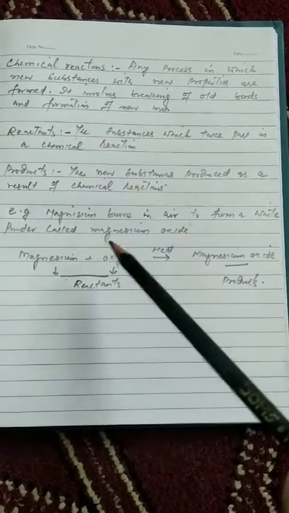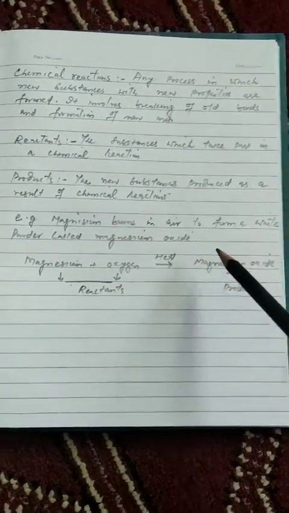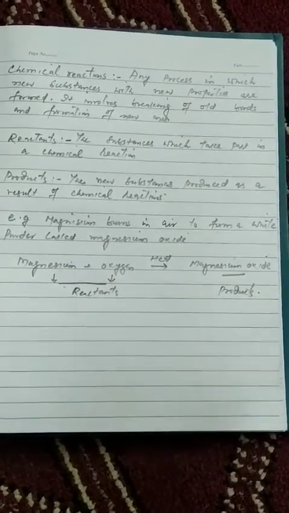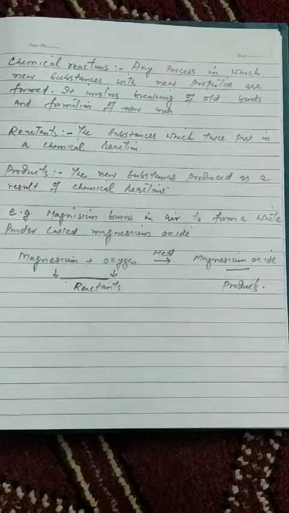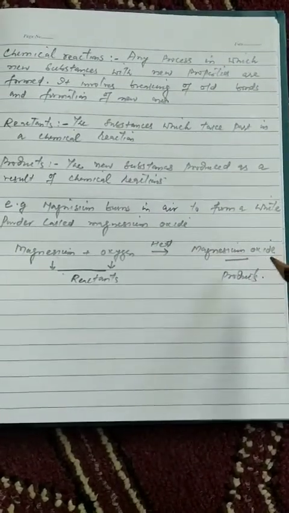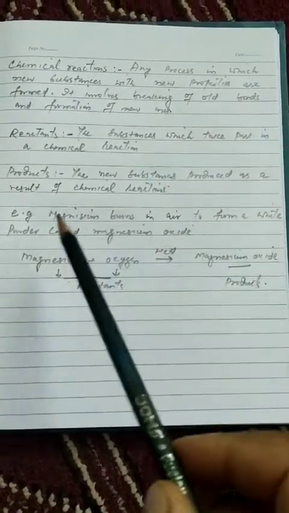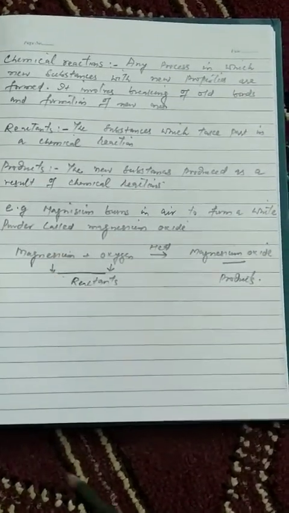I have written it in a word structure, that is magnesium plus oxygen upon heating gives magnesium oxide. So magnesium and oxygen are the two substances that are combined together, and they have resulted in the formation of a new compound, that is magnesium oxide. So magnesium and oxygen are the reactants. These are the substances which actually take part, and the new thing that has been formed is magnesium oxide. So magnesium oxide is simply a product, and this whole thing, magnesium burning in air to form magnesium oxide, represents a chemical reaction.